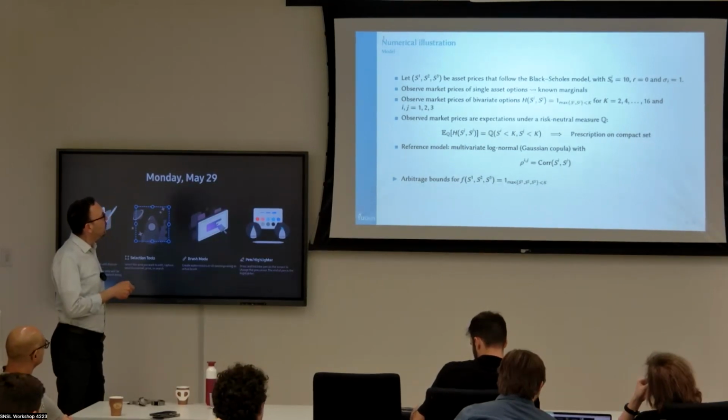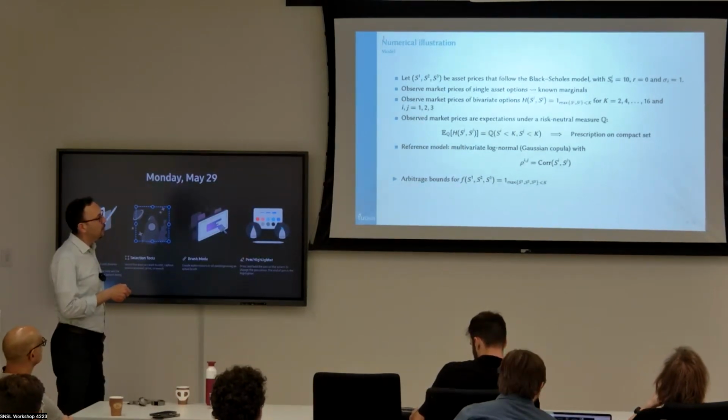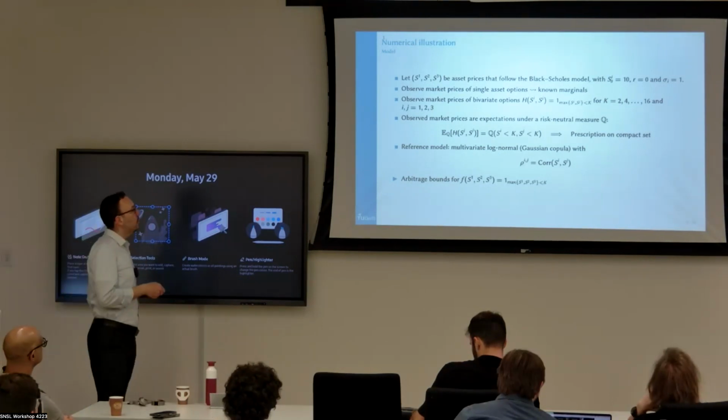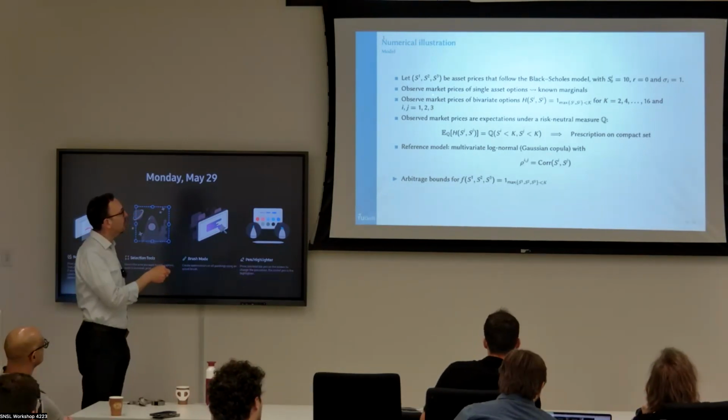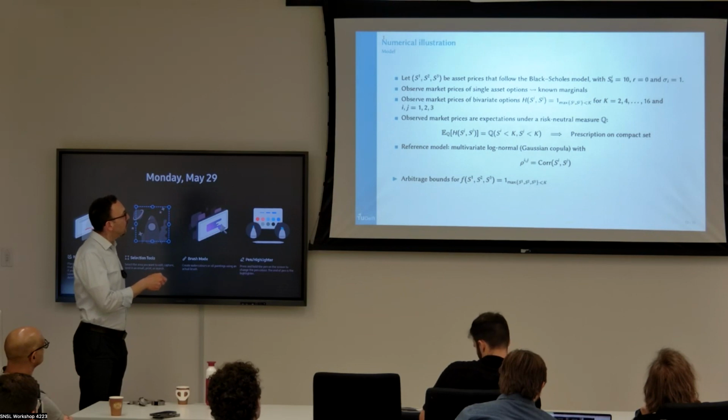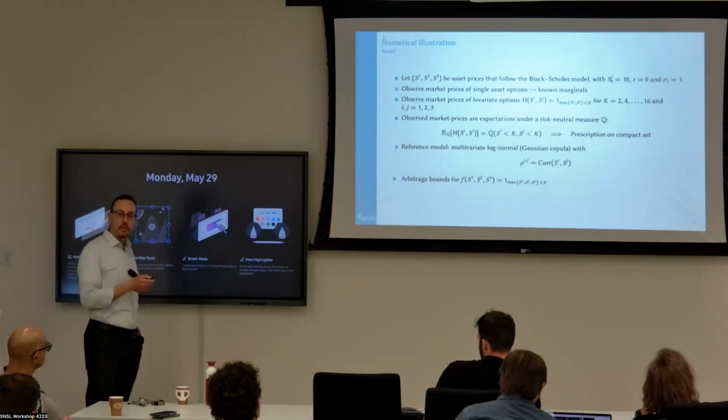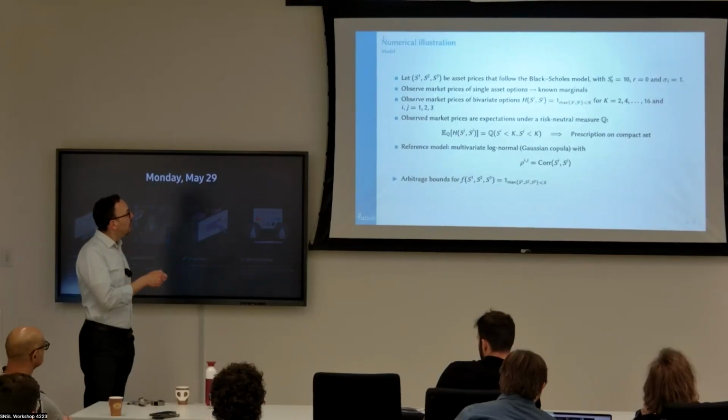So the setting is rather simple. You assume that you have three assets. Well, take the Black-Scholes model for the marginals, so the marginals are log-normally distributed. The log-normal distribution is somehow the observation of the known marginals that you assume up to now.